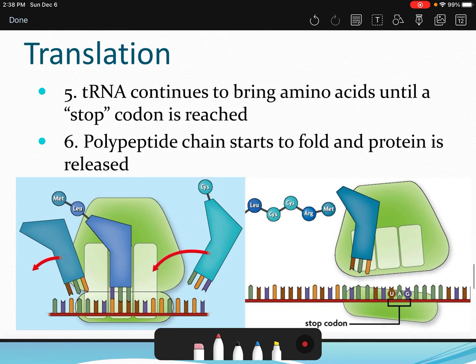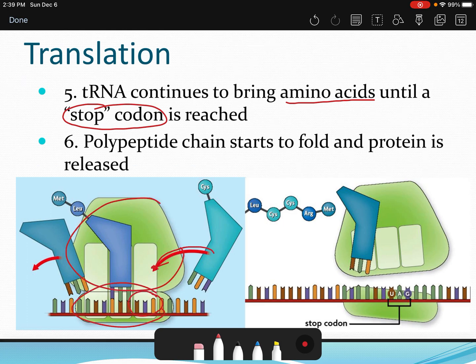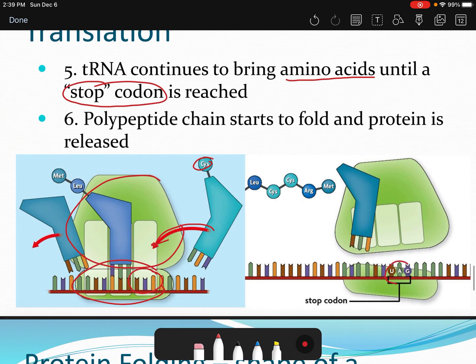This process is going to continue. The transfer RNA will continue bringing in amino acids until a stop codon is reached. And that's going to signal the end. You see that this large and small ribosomal subunit down here, it's kind of shifted down the line and now it has another space. So this one's going to bring its amino acid. And you can see it just keeps going, and you've got this long chain of amino acids forming here until we reach a stop codon.